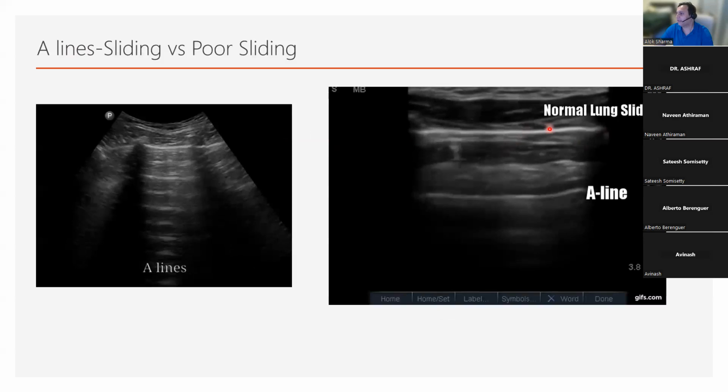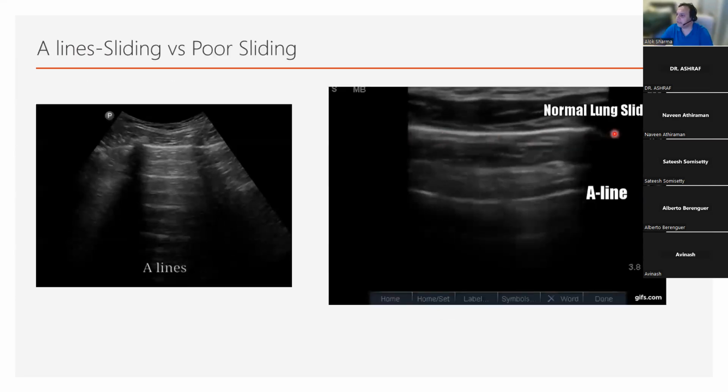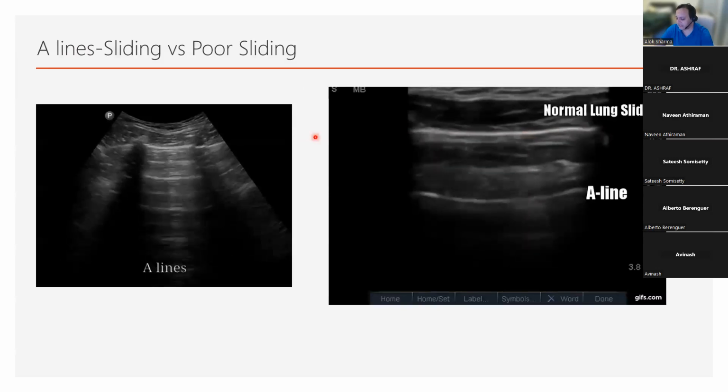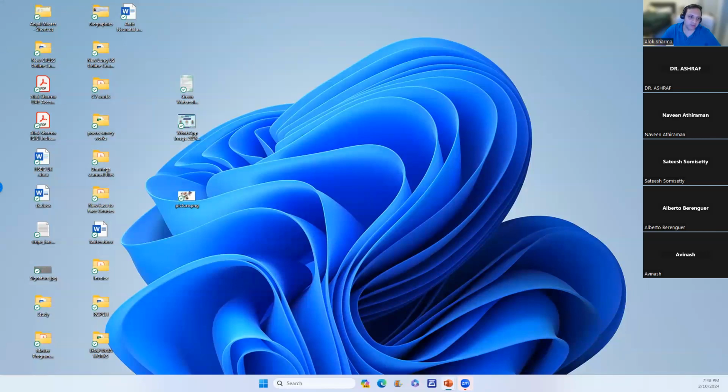Okay, so this is normal lung sliding for you. And if you see normal lung sliding throughout, then you will get a seashore sign. But if you have a pneumothorax, there will be an area where you're not able to see lung sliding. And that area will transition with an area of lung sliding. Now, that transitional point is basically what we call a lung point.